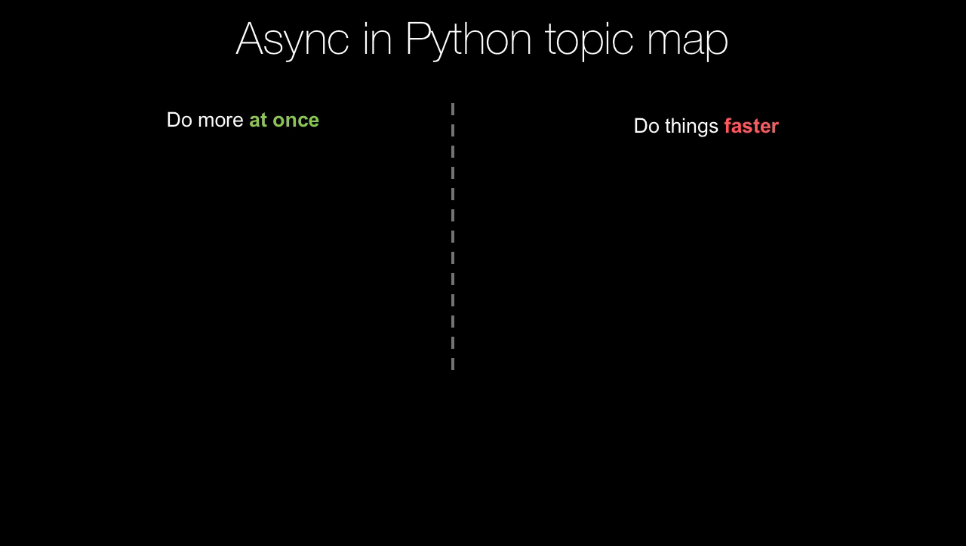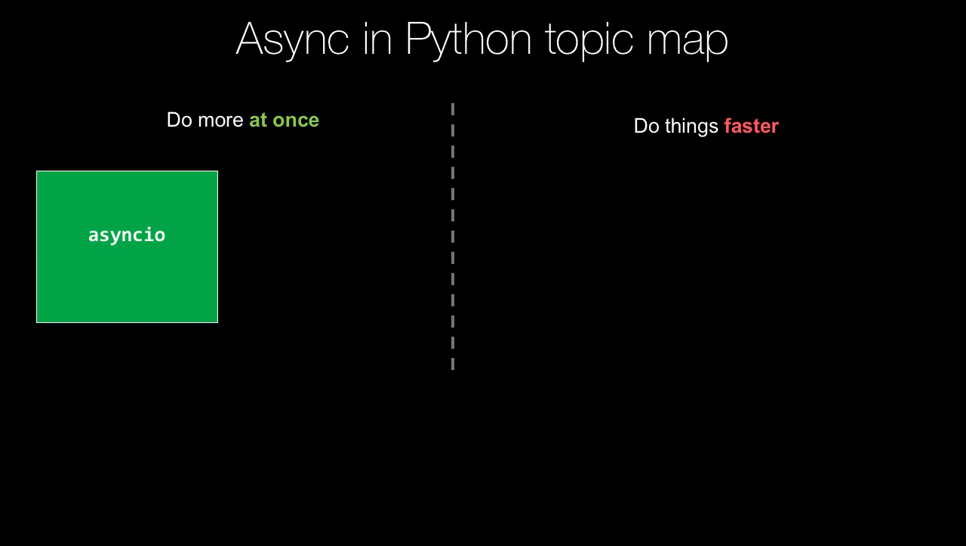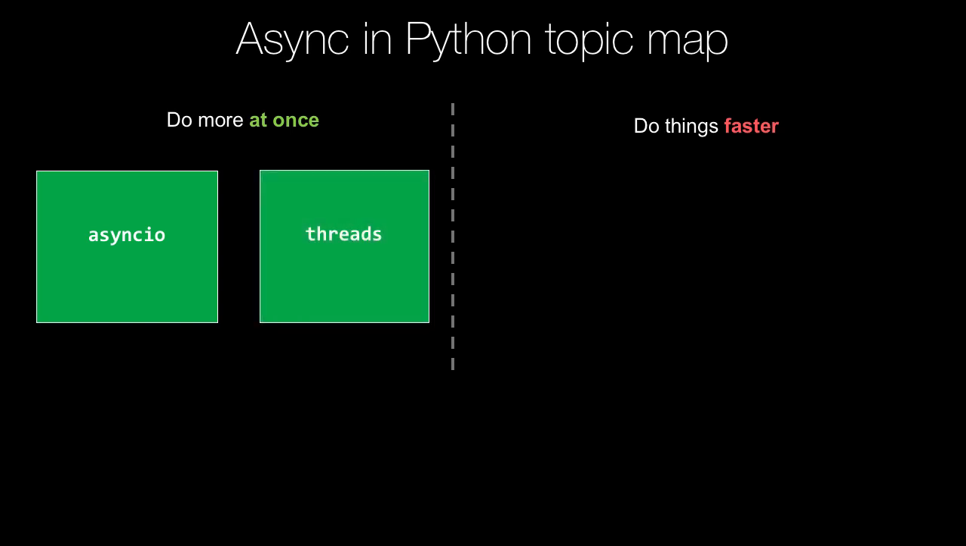In the do more at once side of things, we're going to focus first on the most modern way to write concurrent programs in Python, the new async and await keywords and the asyncio module that underpins it. We're also going to focus on threads. Now, in some languages, threads might let you do things faster in the CPU bound sort of way, but in Python, we have the GIL. So we're going to talk about the implications of the GIL, what the challenges of it are, and how to get around it. But that puts threads in the do more at once scalability side of things.